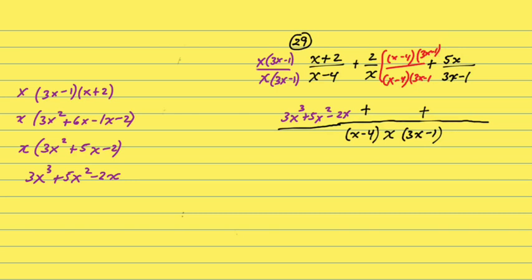And if I was to multiply that, what would I have in the red? I would have 2 times x minus 4, 3x minus 1. That's x squared, 3x squared, isn't it? 3x squared. That would be minus x, minus 12x, and plus 4. So that would be 3x squared minus 13x plus 4.